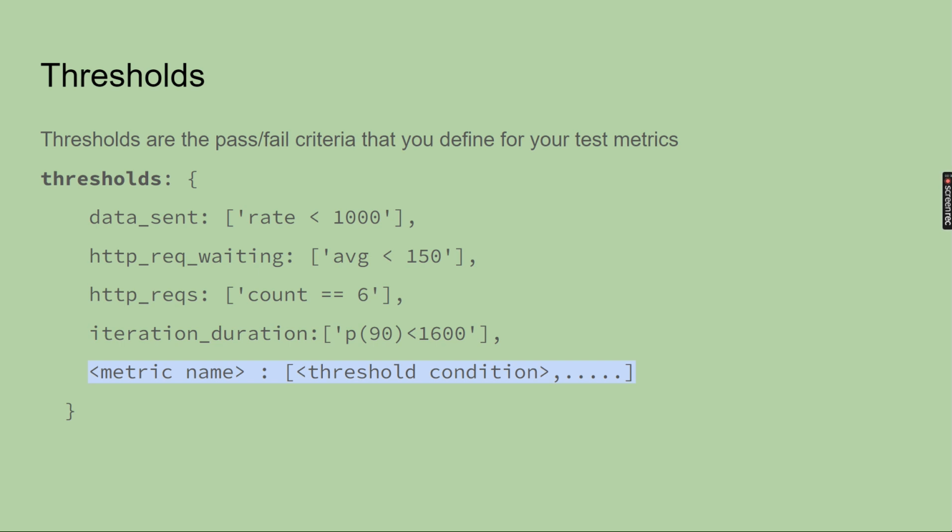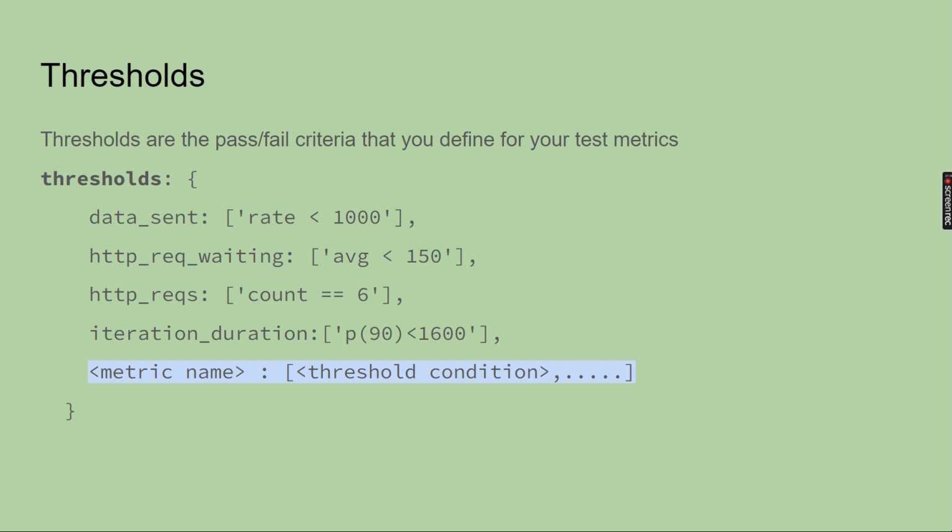This is the example that you can see on the screen. For example, we can take the data sent. Data sent is the metric here. Based on the type of the data sent metric, we will be adding the different thresholds inside the list. And all the thresholds will be given as a string here. So either you make some mistakes, or if you change the type of metric that you want to measure, you will be getting an error when you run the script.